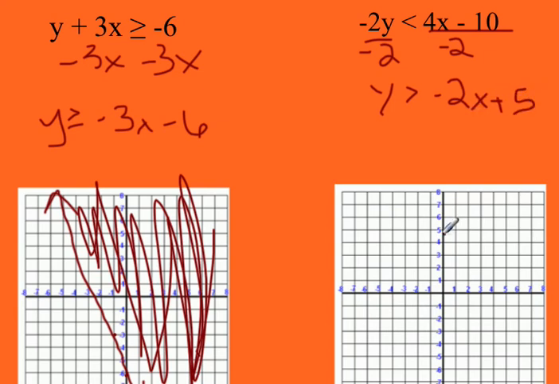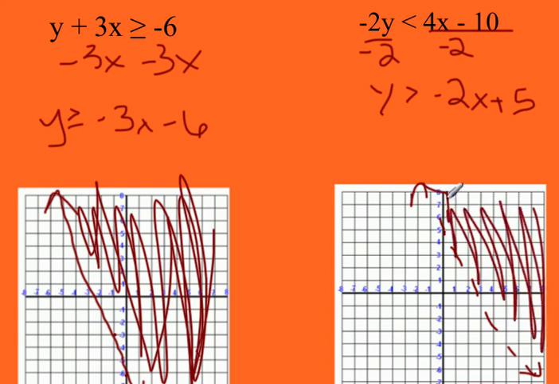So I'm crossing the y-axis at 5. And then my slope is -2 over 1. So I'm going down 2 and right 1. And then I'm going to connect with dashed lines. Okay, then since the alligator's eating the y, I'm going to be shading up.